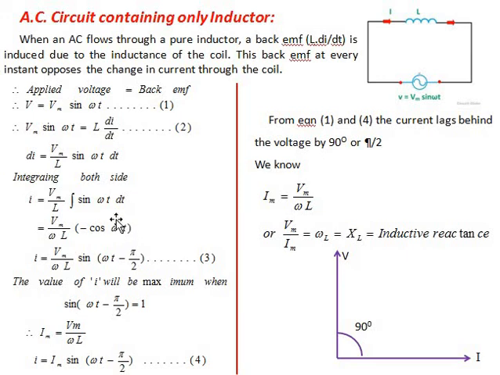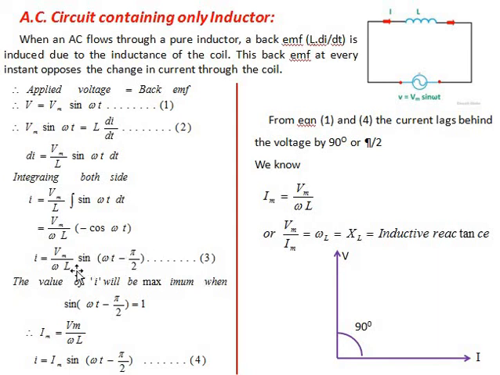Now we have to convert this term again into a sine term. So I is equal to Vm divided by omega L, and minus cos omega t is equal to sine of omega t minus pi by 2, that is theta minus pi by 2, that is 90 degrees. So it becomes sine. Call this equation number 3.